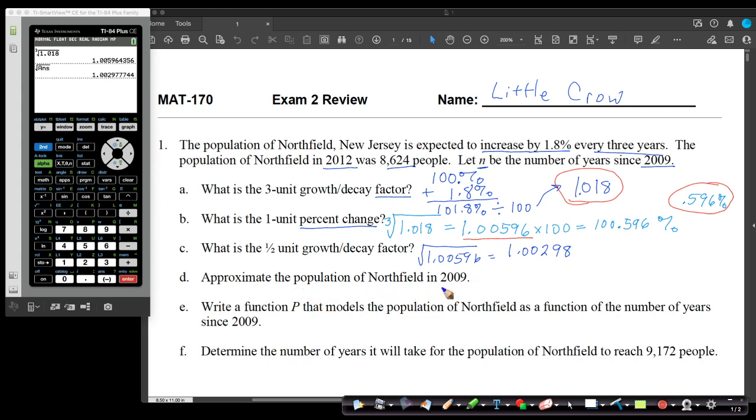So what's the approximate population in 2009? Well, what you have to realize is they give us the year 2012, that's 3 years down the road, so it has been increasing for 3 years. So the way we can do this is take 8,624, the population in 2012. If we wanted a future value, we would multiply this by the growth decay factor, 1.018. If we wanted 3 years into the future, multiply. What's the opposite of multiplying? Dividing. So if we divide it by the growth factor, that will give us what the population was 3 years previous.